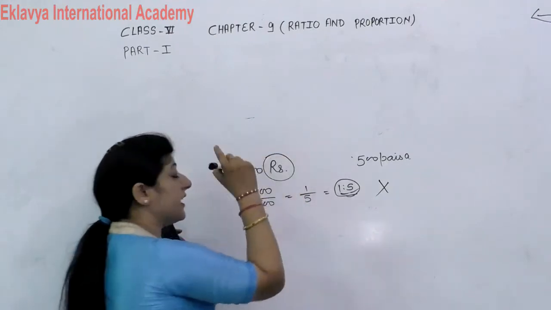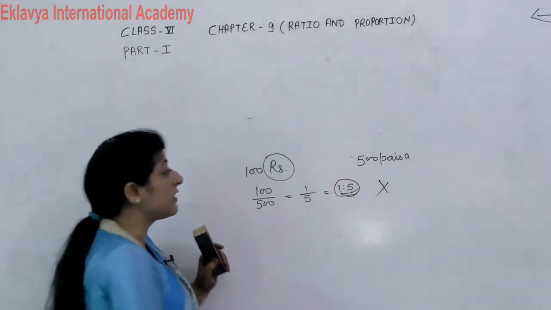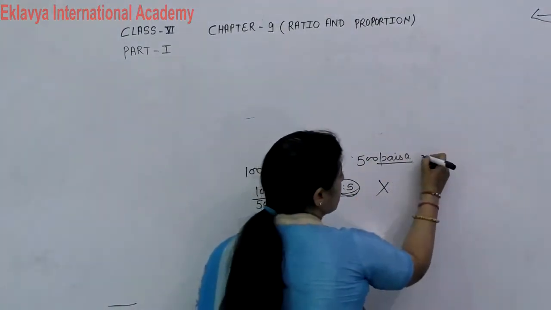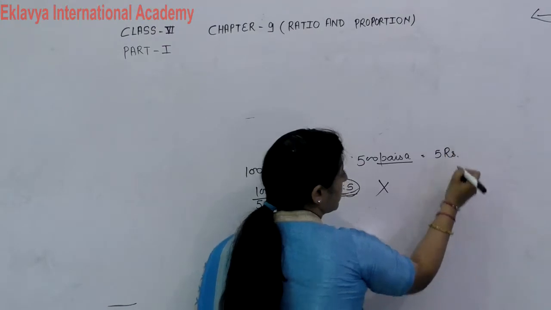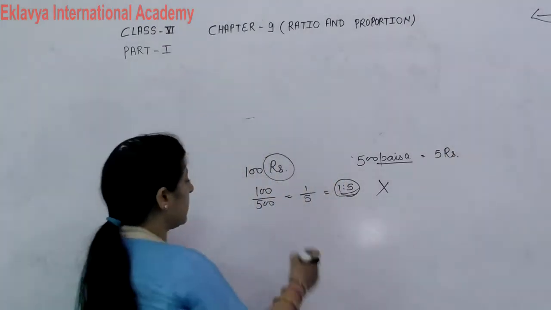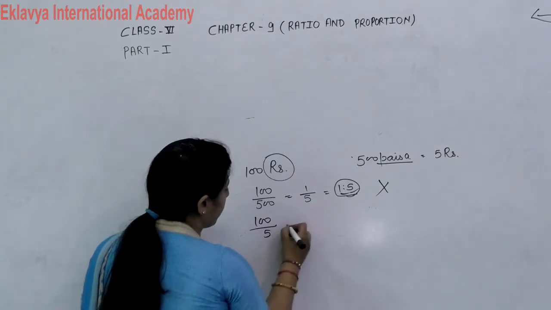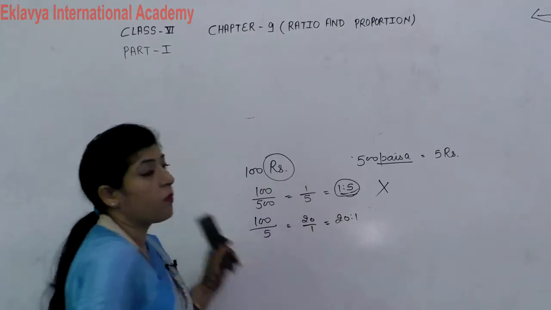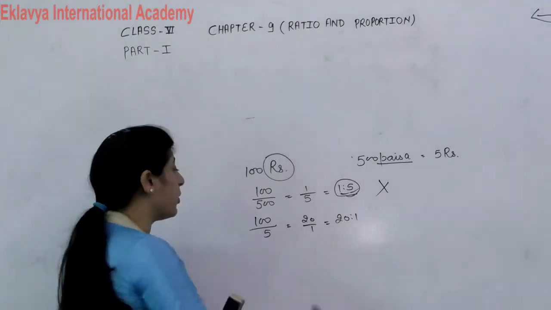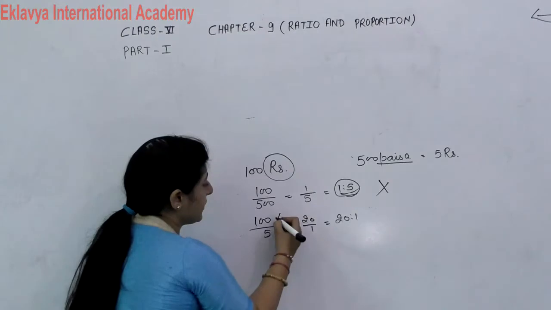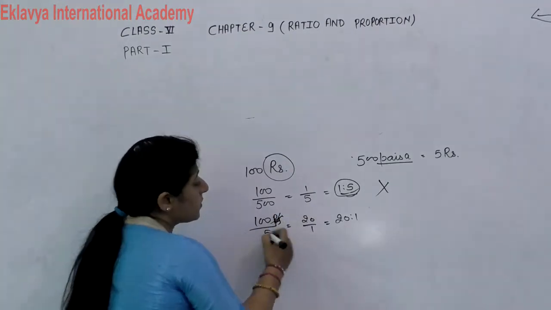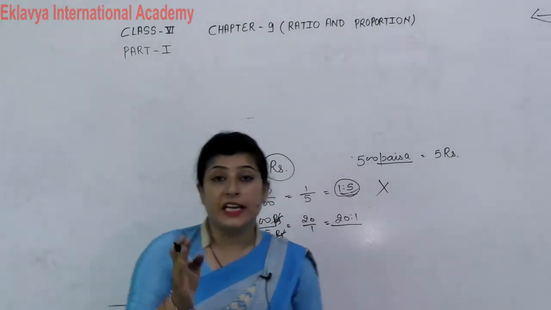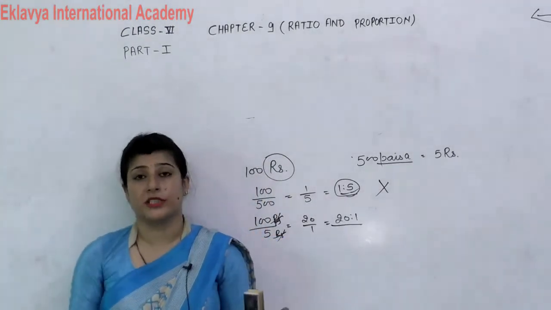What we have to do? Change it into paisa, or otherwise change it into rupees. 500 paisa means 5 rupees. Then we can do, it becomes 100 upon 5, that is 20 upon 1, equal to 20:1. Both units are same, it means unit to unit cancel out. So in result there is no unit. So we can say a ratio has no unit.